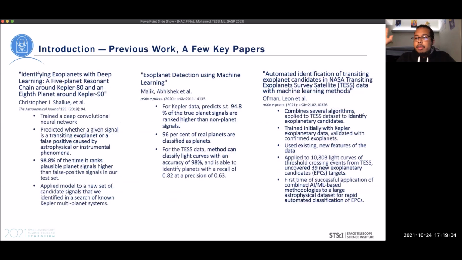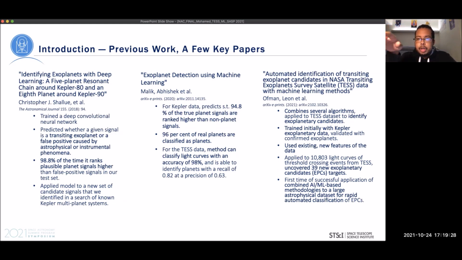This isn't exactly a novel field. So here are 3 papers that I read and really enjoyed over the summer. The first one used a machine learning algorithm called a deep neural net, and it correctly identified light curves as having a planet 98.8% of the time. That was really interesting. These other two papers were similarly successful, and they used different methods.